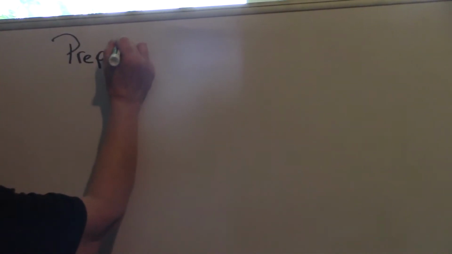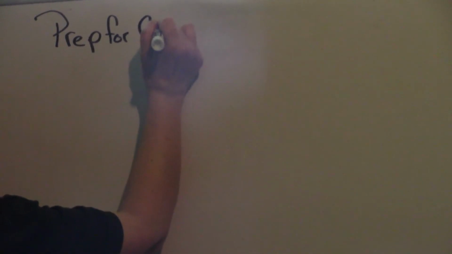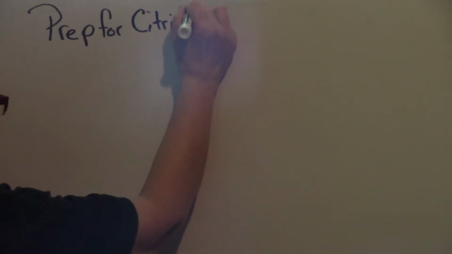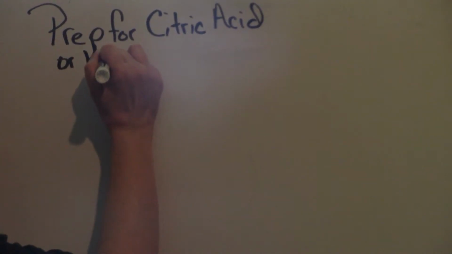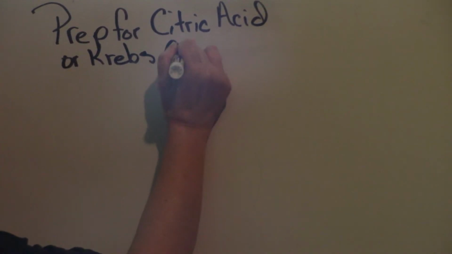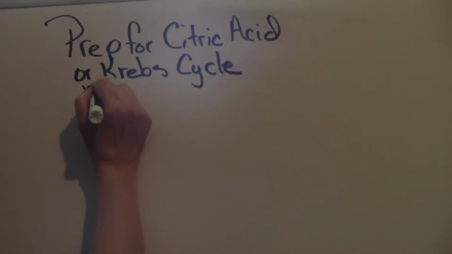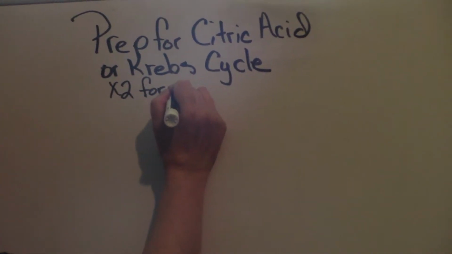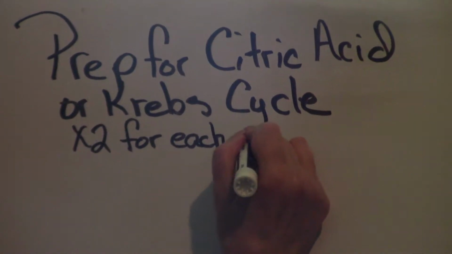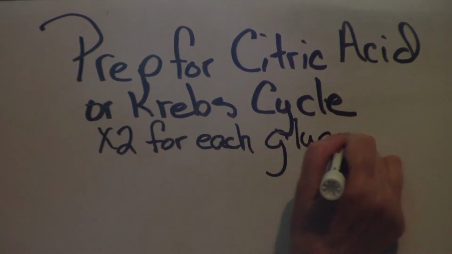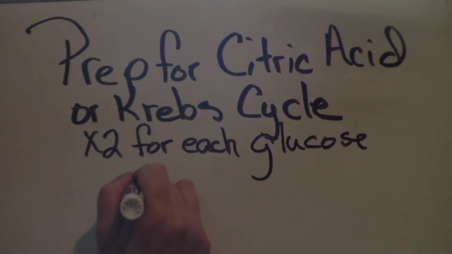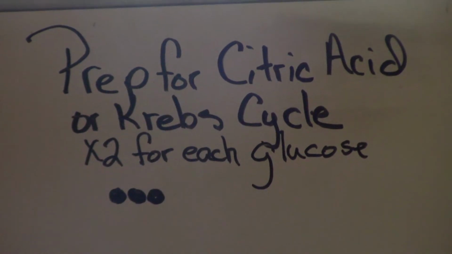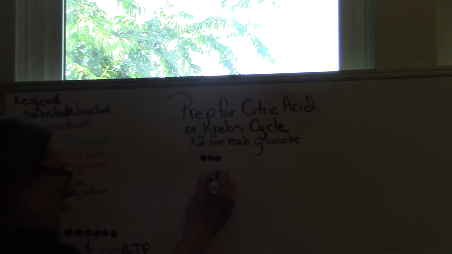the prep for citric acid or Krebs cycle. This happens twice for each glucose. And I hope you understand why in just a second. What I'm going to do is take a pyruvate. Hey, what was an end product here is now a substrate here.